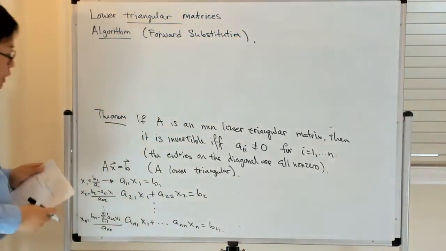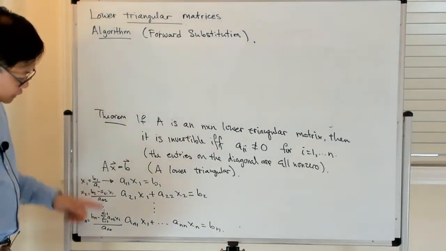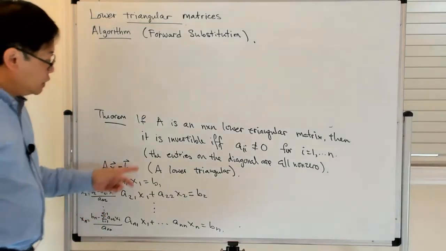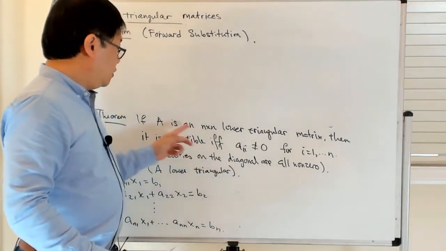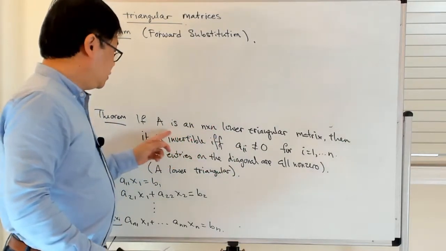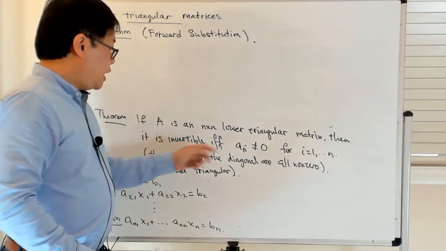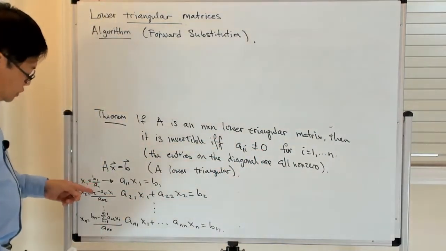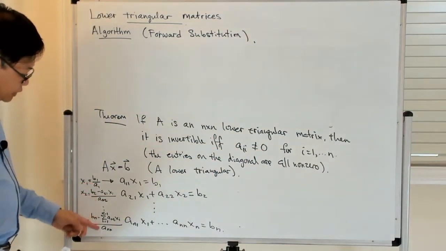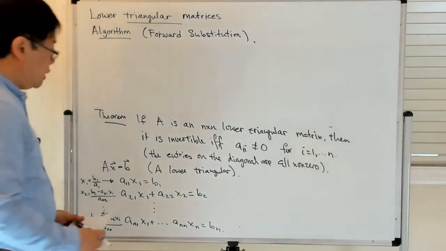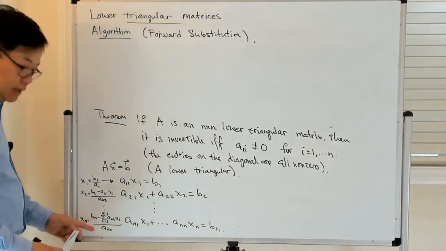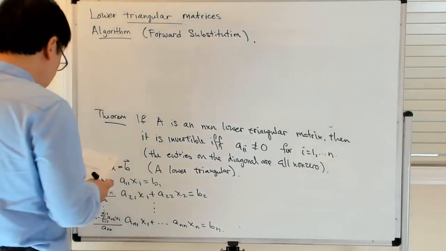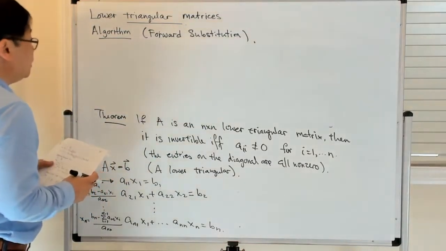Of course, if you look at this construction, you'll see that in order for this to work, A has to be invertible, because there's this one-to-one correspondence between A being invertible and all the diagonal entries being non-zero, right? You need all these diagonal entries to be non-zero because you're dividing by the diagonal entries. And conversely, if all the diagonal entries are non-zero, this construction gives you the solution, and so A is invertible. So that's why it's an if and only if statement.